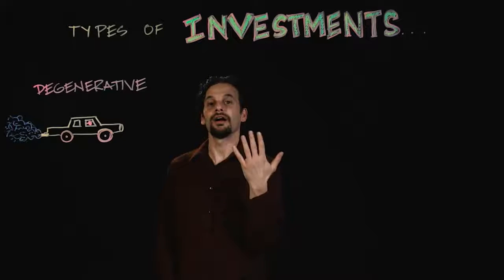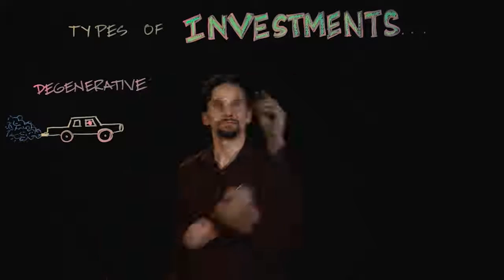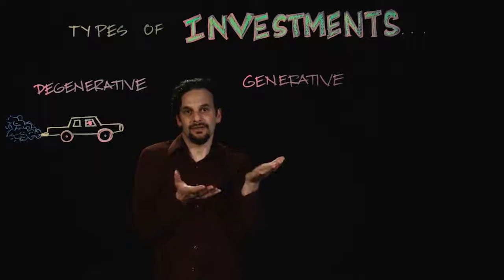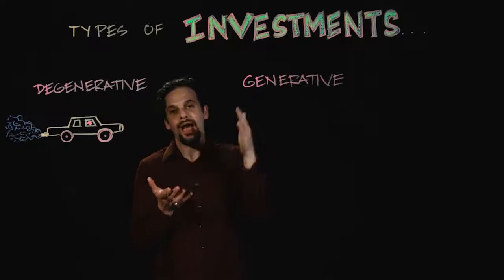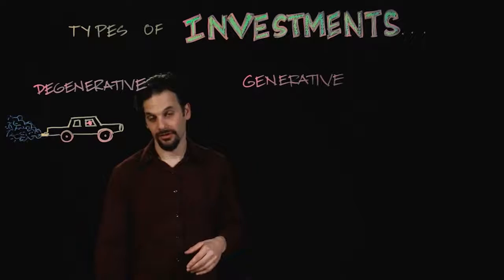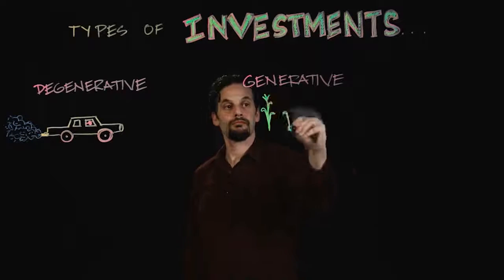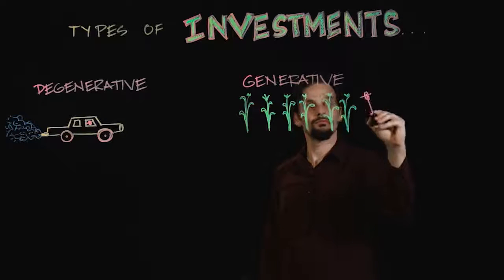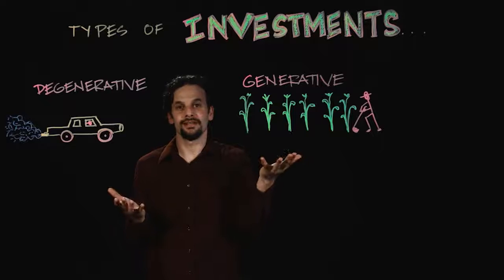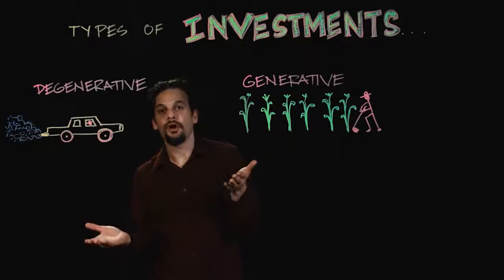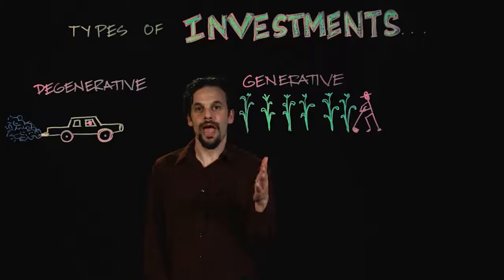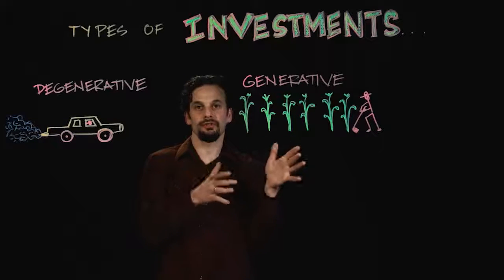Next, we have a generative investment. A generative investment is where you put resources into an investment and then you get back out according to the effort you put in. Annual agriculture is a lot like that. You prepare the soil, you plant the seed, you weed, water, fertilize, and harvest. You've gotten the corn back out according to the resources you put in.